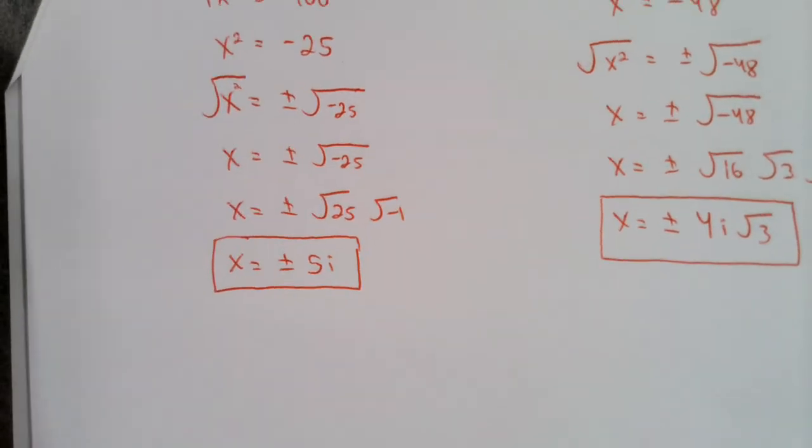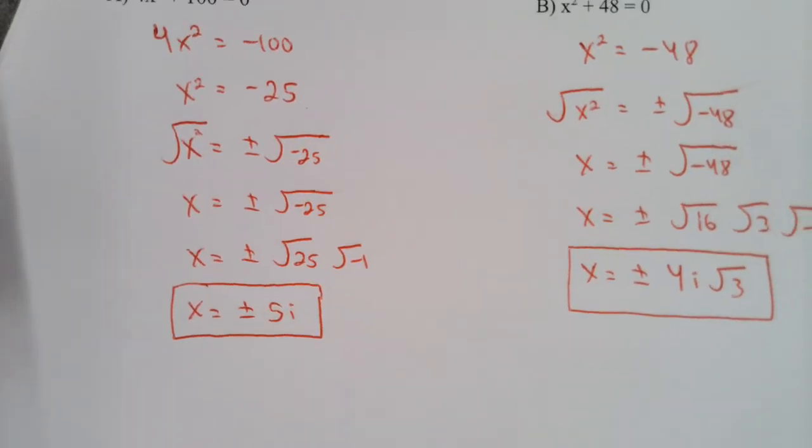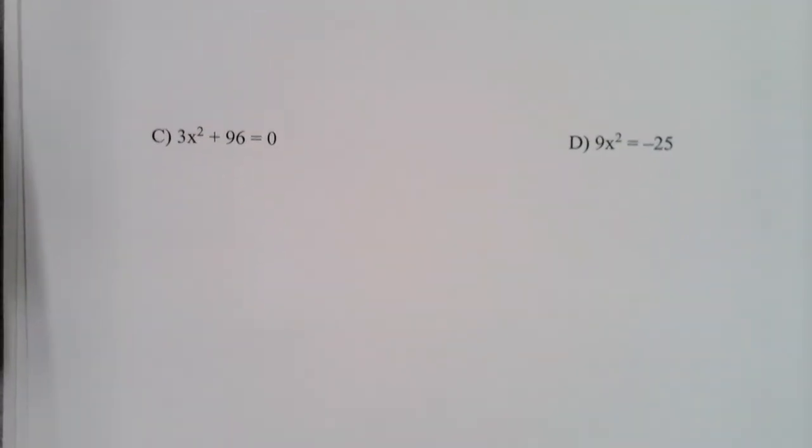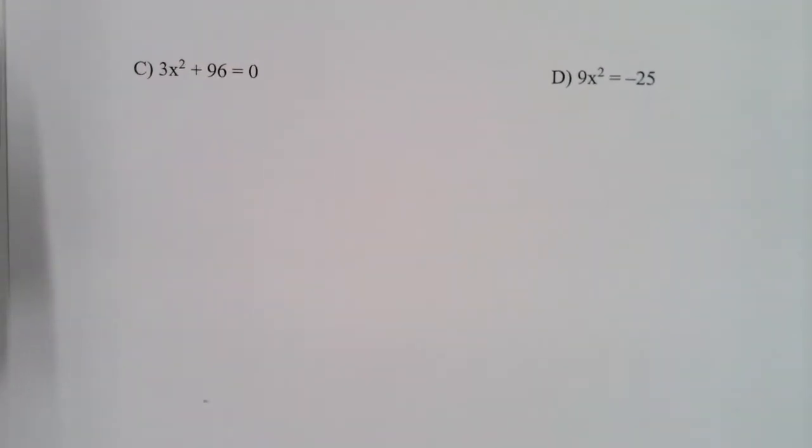Okay. So again, all these questions, if I were to ask you how many solutions does it have, this one has 2 solutions, and they're both imaginary. So 2 imaginary solutions, one positive 5i, one negative 5i. This one has 2 solutions, and they're both imaginary. Positive 4i square root of 3 and negative 4i square root of 3. Okay. 2 more on this page.